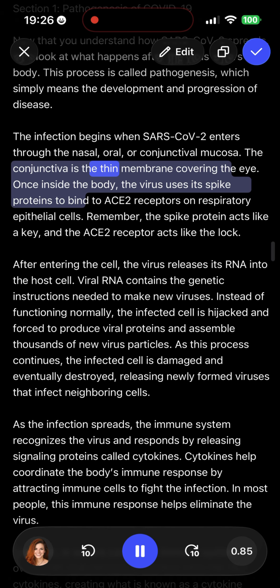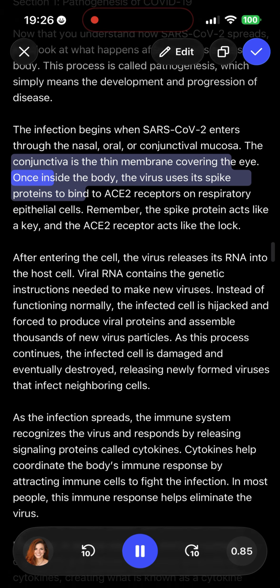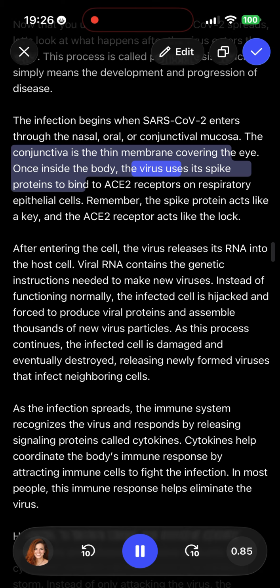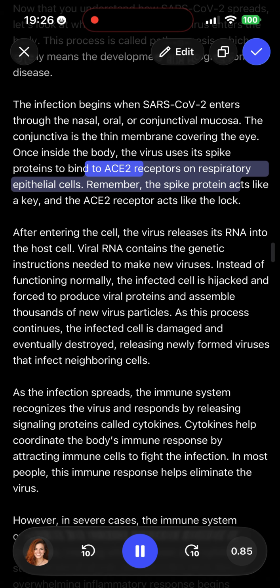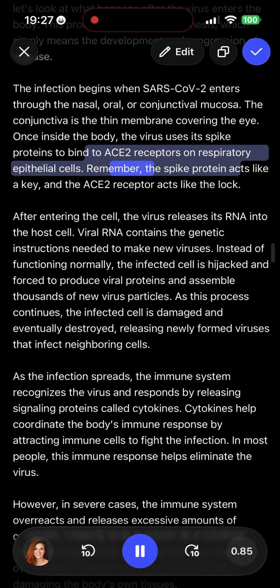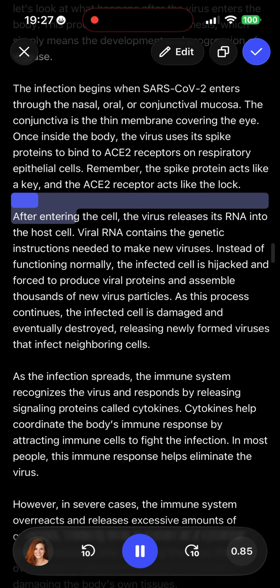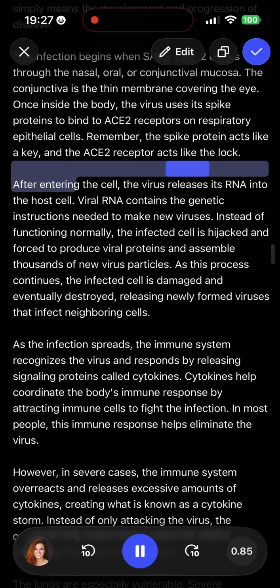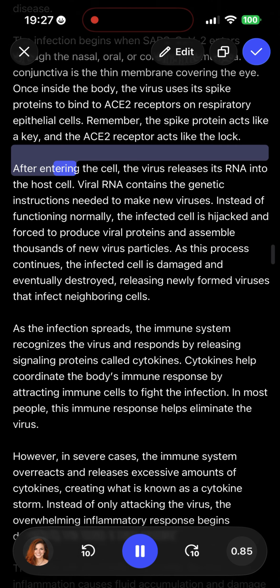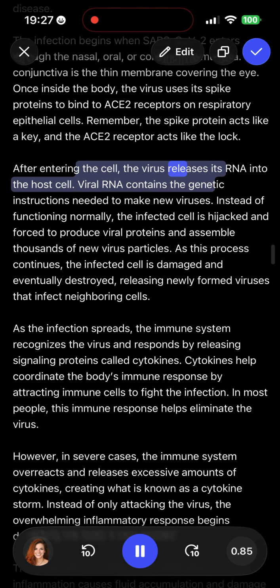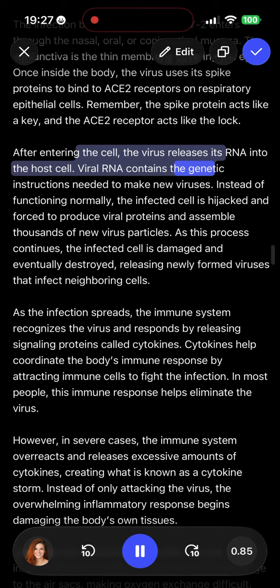Once inside the body, the virus uses its spike proteins to bind to ACE2 receptors on respiratory epithelial cells. Remember, the spike protein acts like a key, and the ACE2 receptor acts like the lock. After entering the cell, the virus releases its RNA into the host cell. Viral RNA contains the genetic instructions needed to make new viruses.